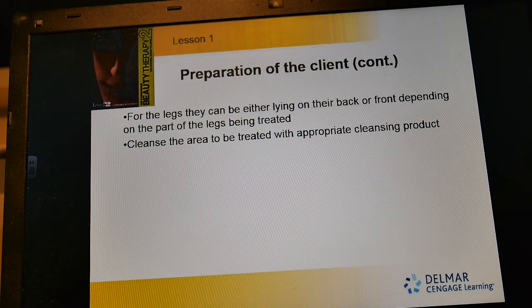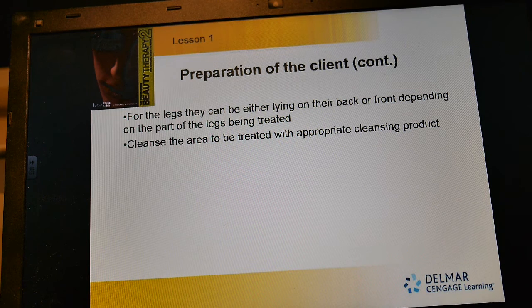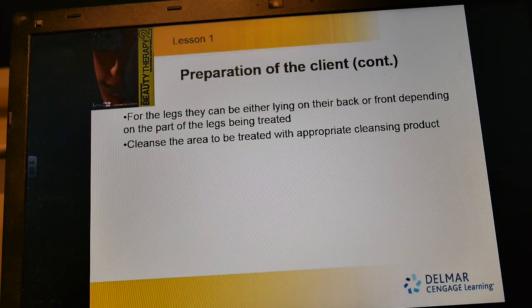And as always, once you've got them all comfortable in the right position, you would need to cleanse the area. I would always do your skin analysis, use your cleanser, but then you need to use a toner around the area. You want to remove as much oil as possible. So I would always cleanse the area with maybe rose water, and that will make sure that the area is ready to be worked on.